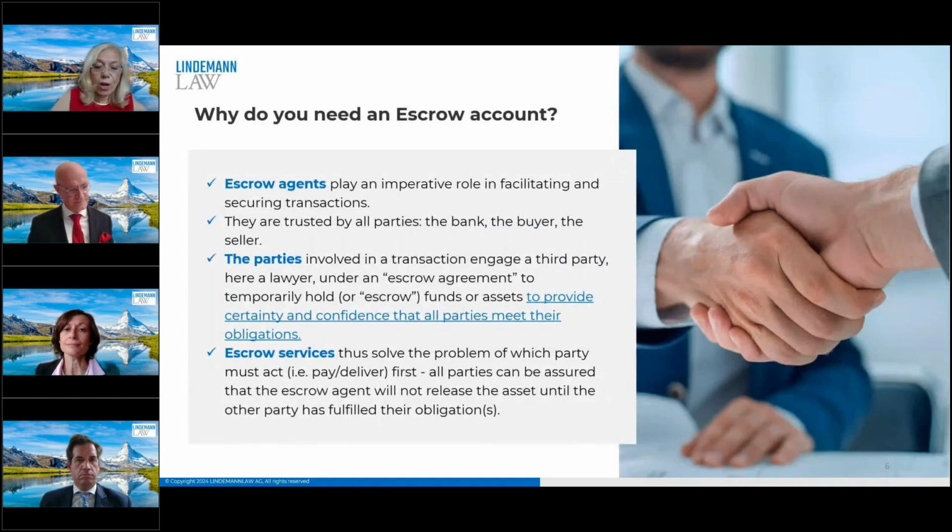Why do we need an escrow account? The escrow agent plays an imperative role in facilitating and securing the transaction. The escrow agent is normally trusted by all parties: the bank, the buyer, and the seller. The parties involved in the transaction engage a third party, typically a lawyer or a law firm, under the escrow agreement to temporarily hold the escrow funds to provide certainty and confidence that all parties meet their obligations. Escrow services solve the issue of who acts first: the buyer, the seller, are the funds released first, is the asset released first. These questions are solved by having an escrow account and escrow arrangement. Next slide, please.